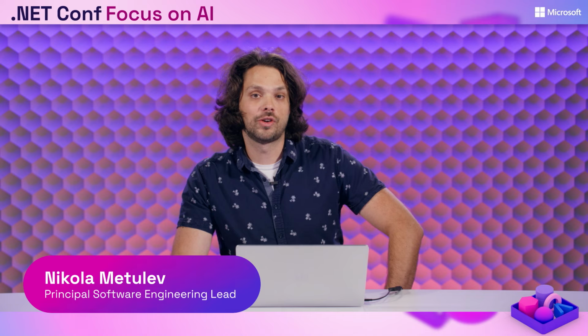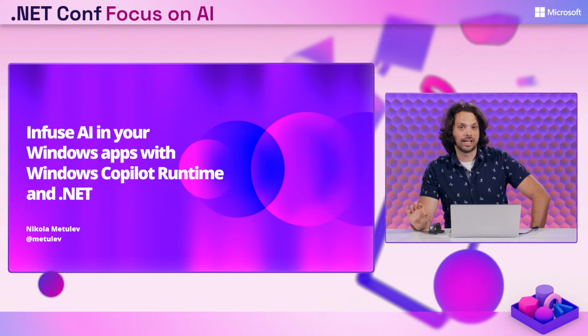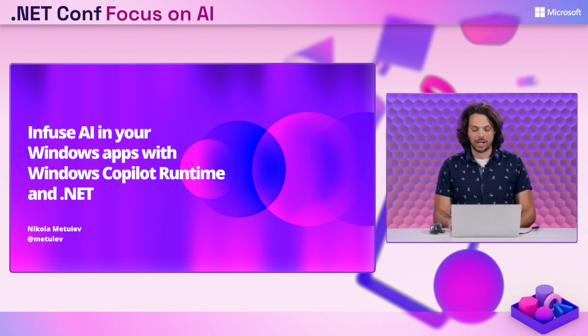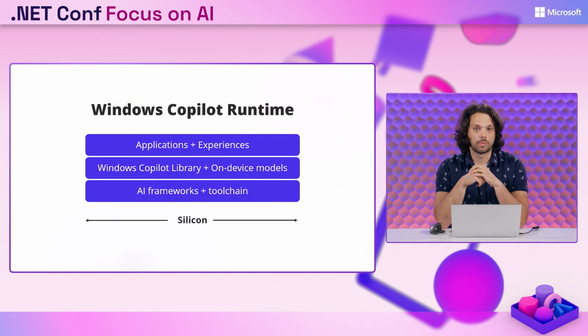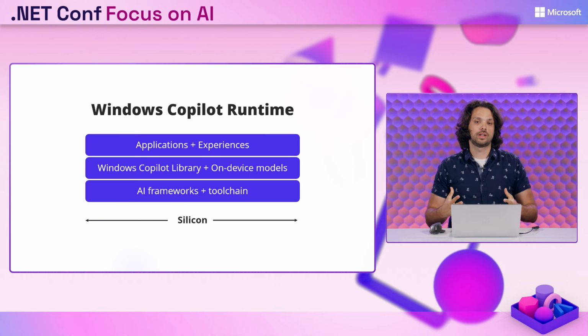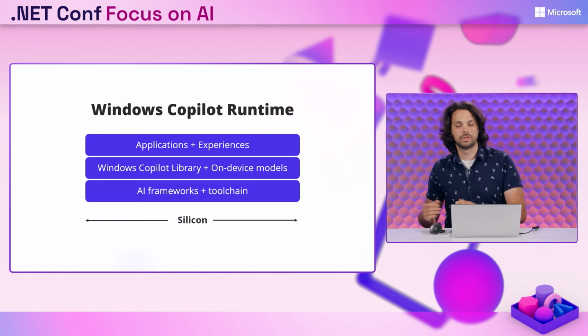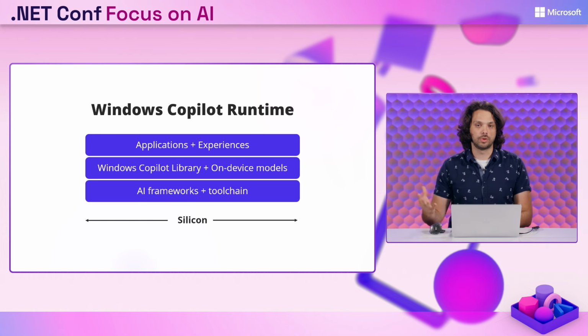In this session, we'll focus a lot on AI and how to add AI inside of your Windows applications with the Windows Copilot Runtime. Now, if you're not familiar with the Windows Copilot Runtime, it's a runtime we introduced at Build this year to help developers infuse their Windows applications with AI and take full advantage of the scale of hardware that's available out there, whether it's any of the Intel devices, AMD devices, or the latest Copilot Plus PCs with devices that have NPUs on them.